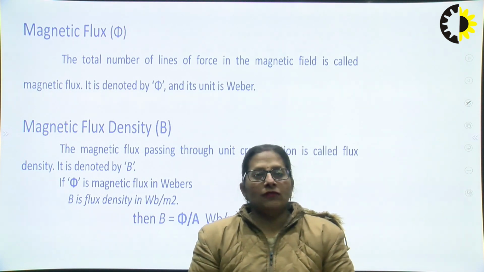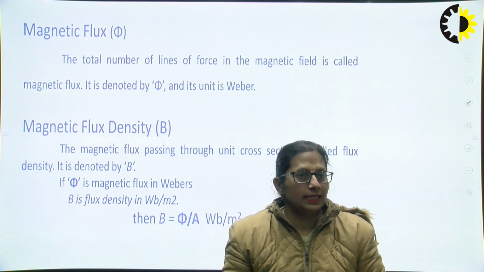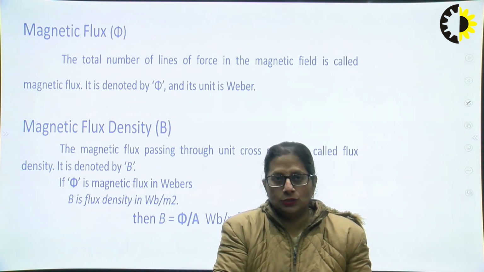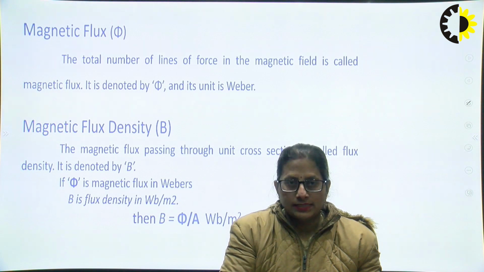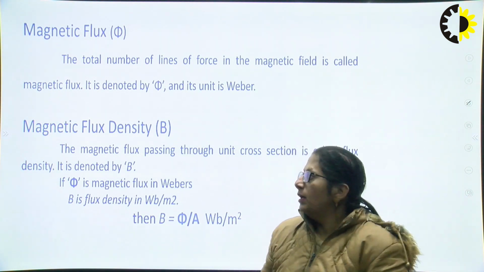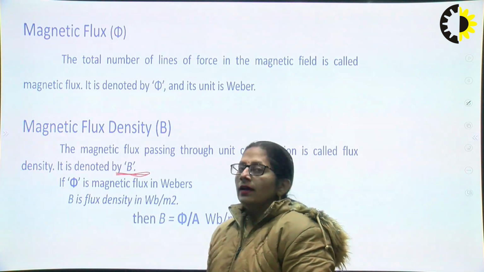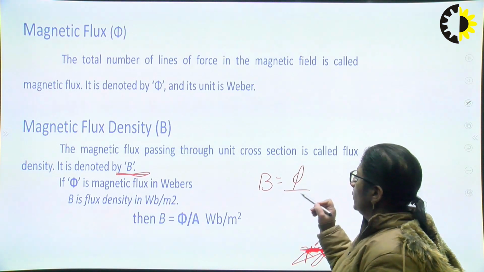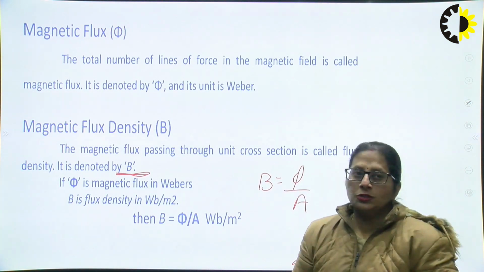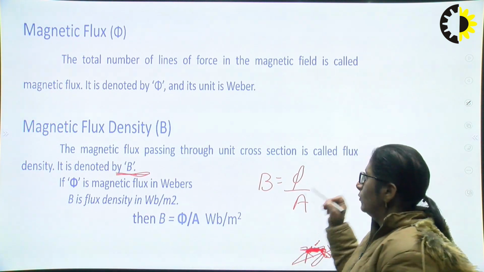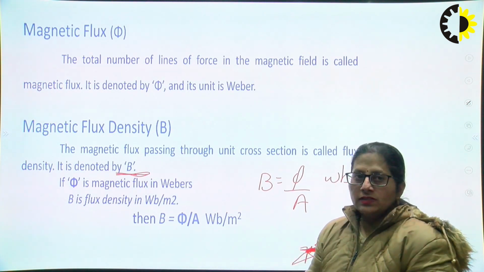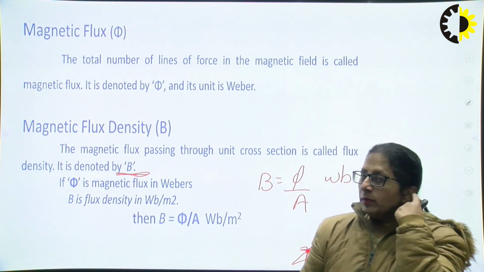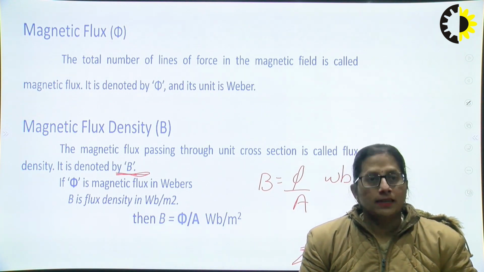Similarly, what do we mean by magnetic flux density? That is the magnetic flux passing through a unit cross section. Generally, it is represented by the letter B, as it is nothing but flux per unit area, flux flowing through a cross-sectional area. The flux has a unit of Weber, and area is per meter square. So it is Weber per meter square, and it is also called Tesla.